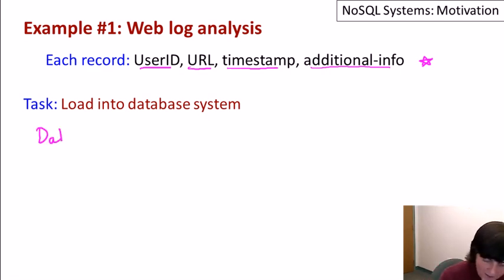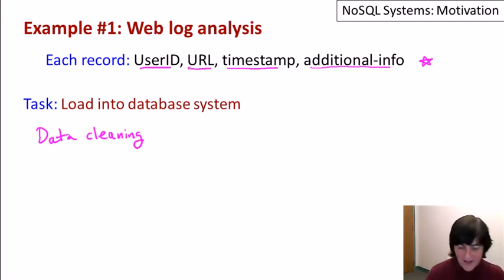For example, we might want to do some amount of data cleaning. Data cleaning refers to finding, say, errors or inconsistencies in the data and resolving those. For example, maybe our timestamps are in multiple formats and we need to resolve them. Maybe some of our URLs are invalid. So we go through a data cleaning process.